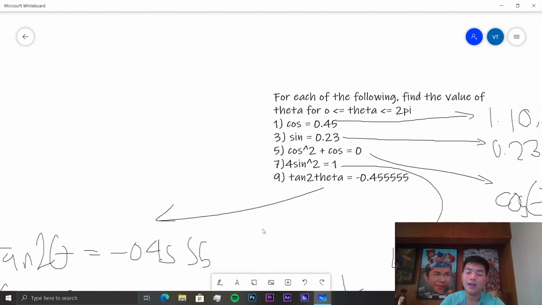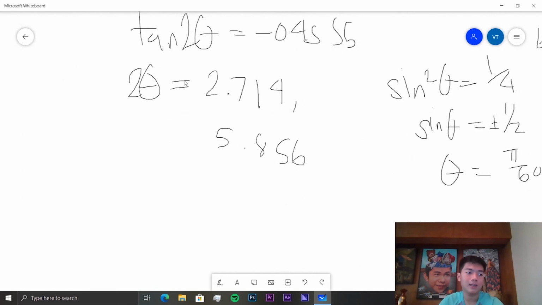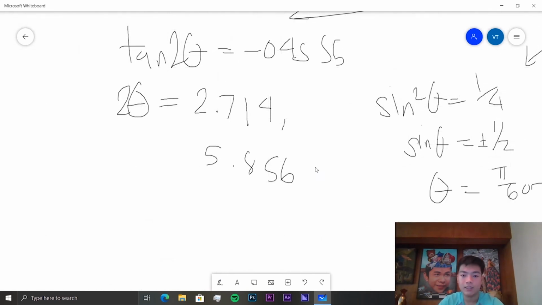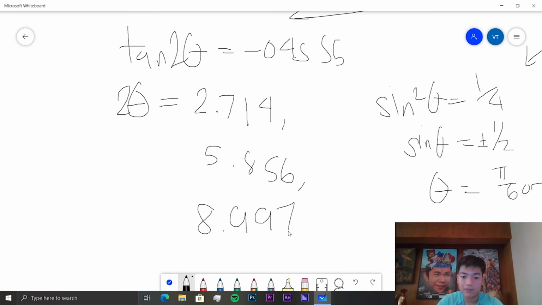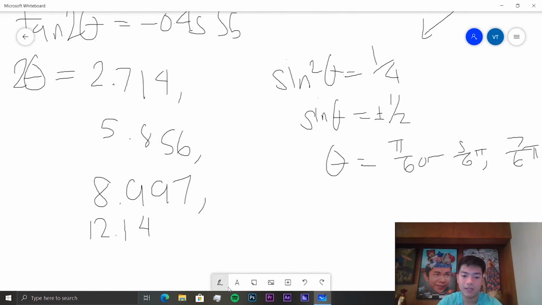Since only theta has to be between 0 and 2 pi, 2 theta can actually go from 0 to 4 pi. So we also need to consider the values of, let's add pi again, 8.997, and let's add pi again, 12.14, since they would all produce values of theta within range.